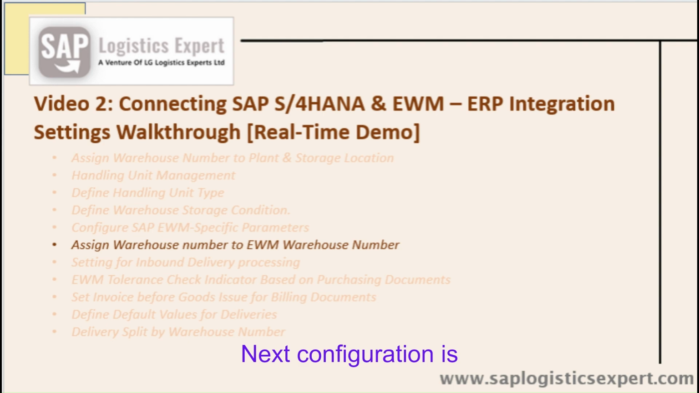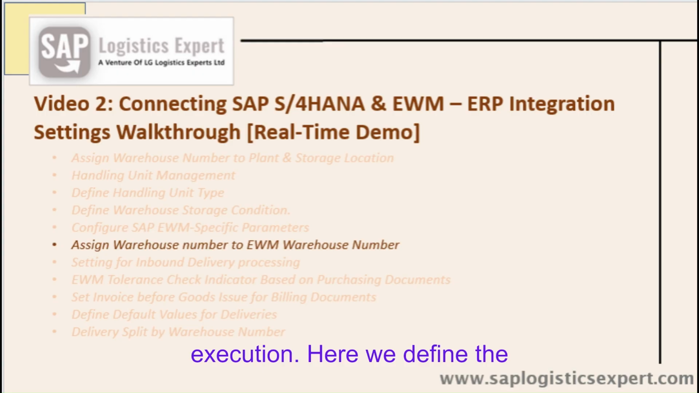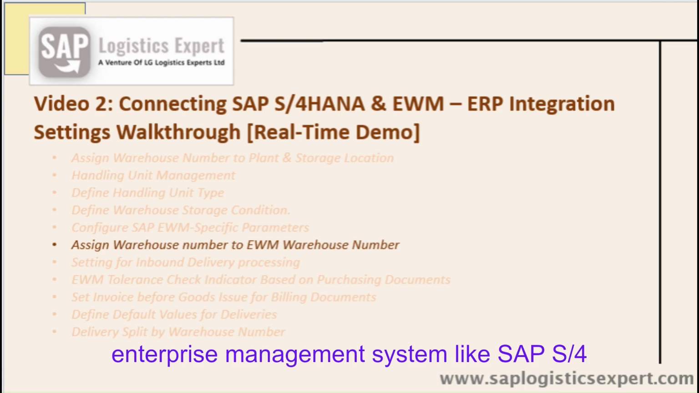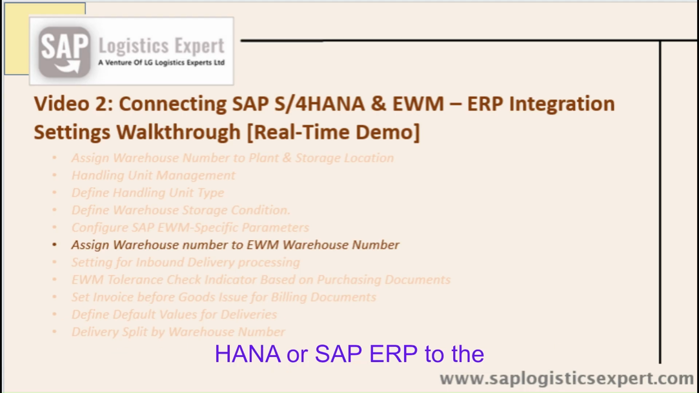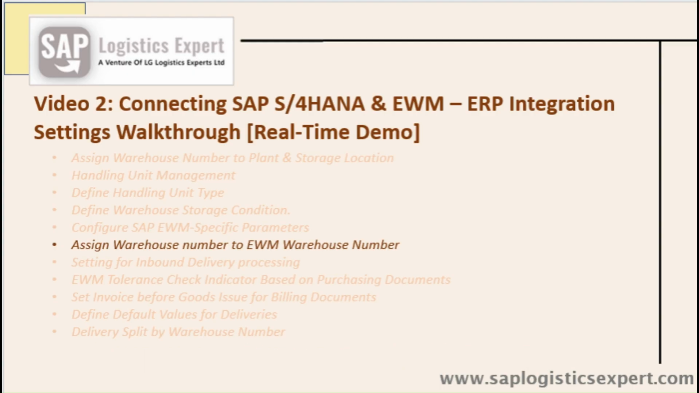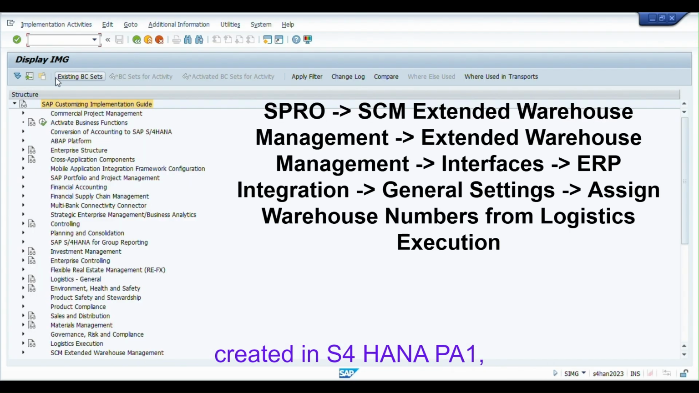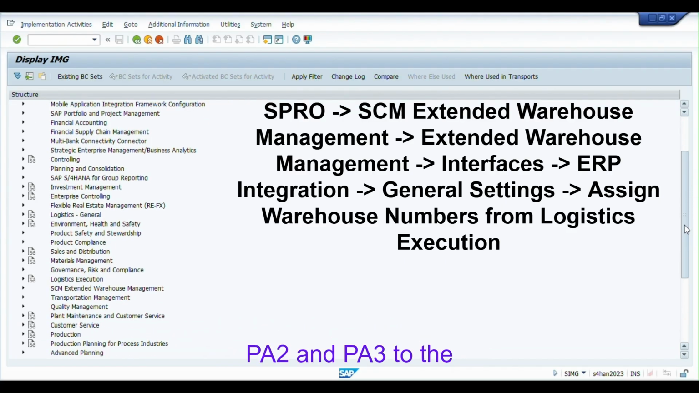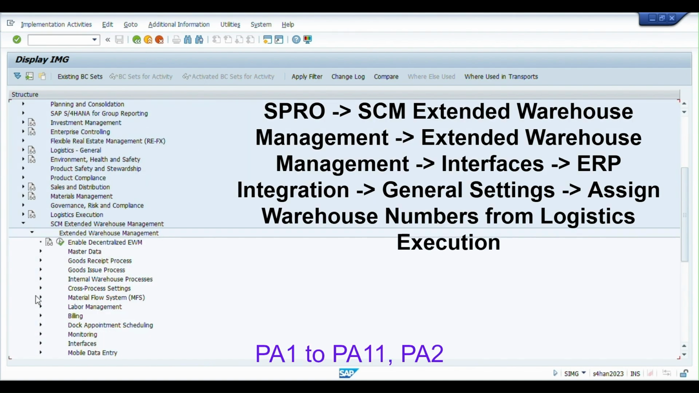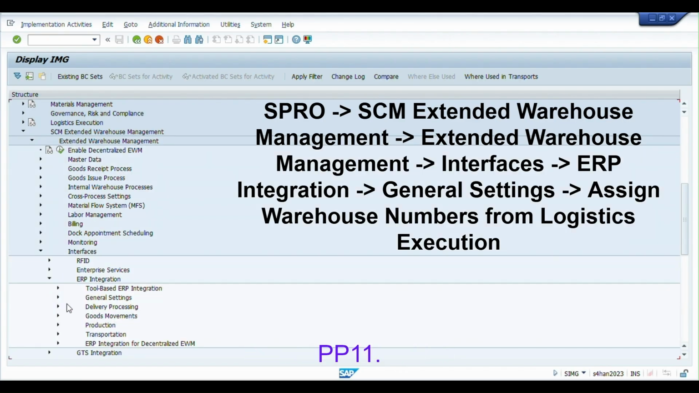Next configuration is assign warehouse numbers from logistics execution. Here we define the mapping of warehouse numbers from an enterprise management system like SAP S/4HANA or SAP ERP to the warehouse numbers in extended warehouse management, EWM. Follow the path as shown on the screen and assign all the three warehouses created in S4HANA, PA1, PA2 and PP1, to the corresponding EWM warehouses, PA1 to PA11, PA2 to PA12 and PP1 to PP11.